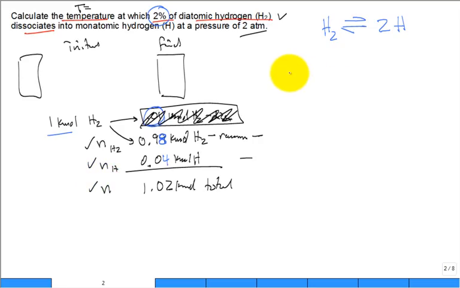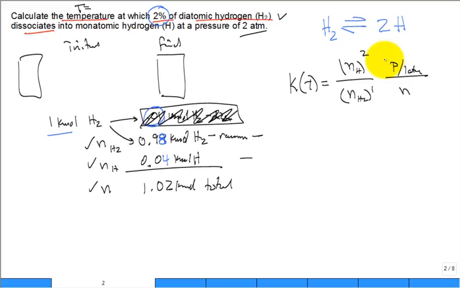What's our equation? We had K as a function of temperature is equal to, just looking at this equation, the amount of hydrogen raised to the 2 power divided by the amount of diatomic hydrogen raised to the 1 power, times pressure divided by 1 atm divided by the total N, raised to the power 2 minus 1. Where did we get the 2 and where did we get the 1? That's where we got them.